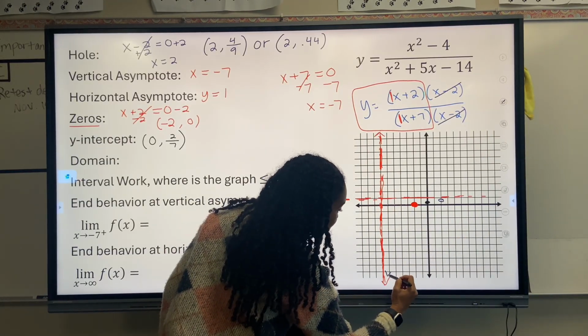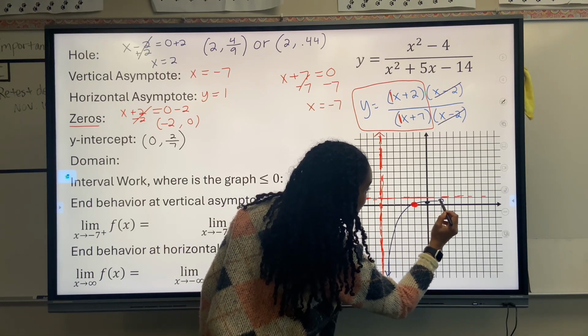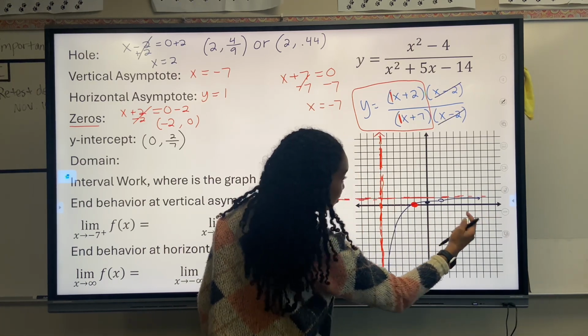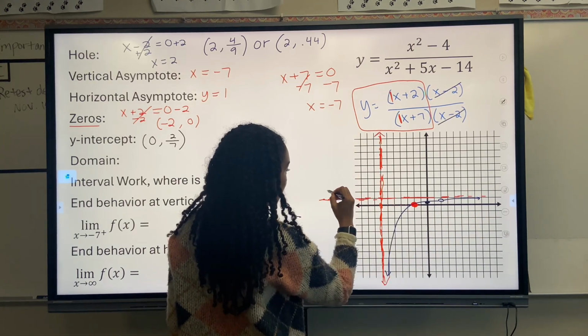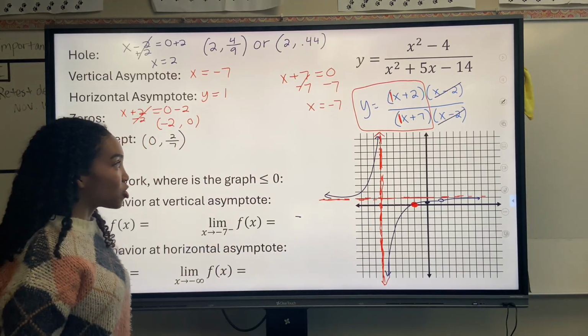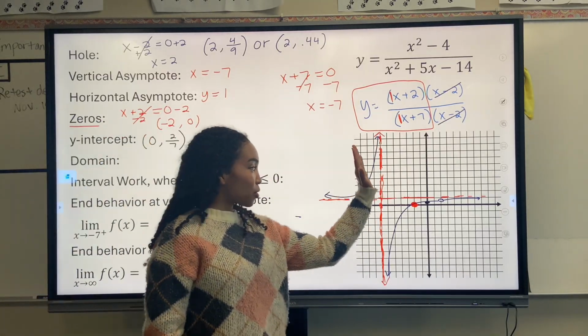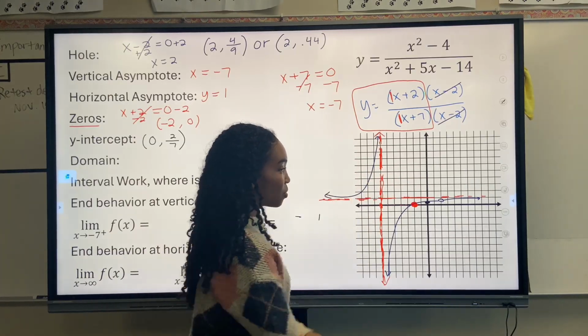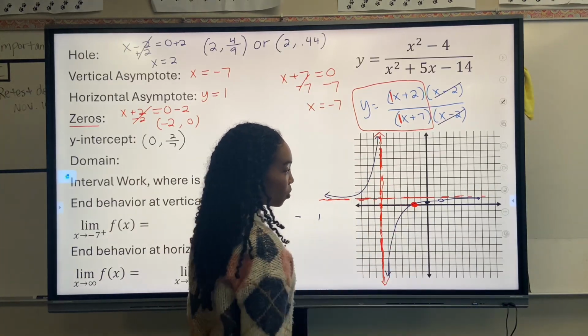Now go ahead and graph it. Go through those points. Get very close to your asymptotes. And then the other part of your graph is up here. So that is your rational function. You have your vertical asymptote, horizontal asymptote, x and y intercepts, and your hole.